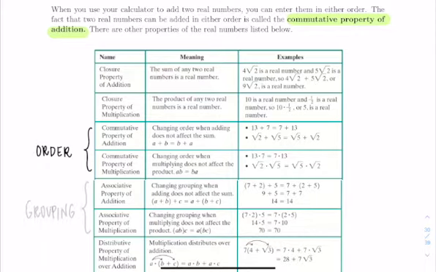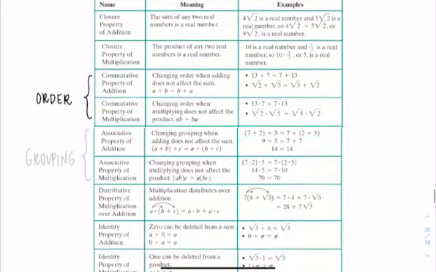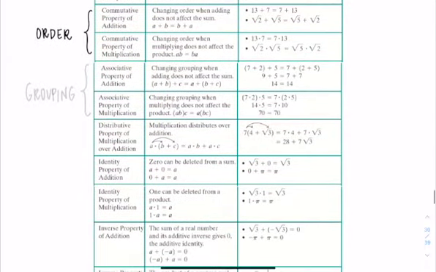The associative property of addition or multiplication just says that when we change the grouping, it doesn't affect the sum. So if I add A and B or multiply A and B first and then add or multiply C, I could also do B and C first and then A. So associative just says that we can change the grouping without changing the sum or the product.